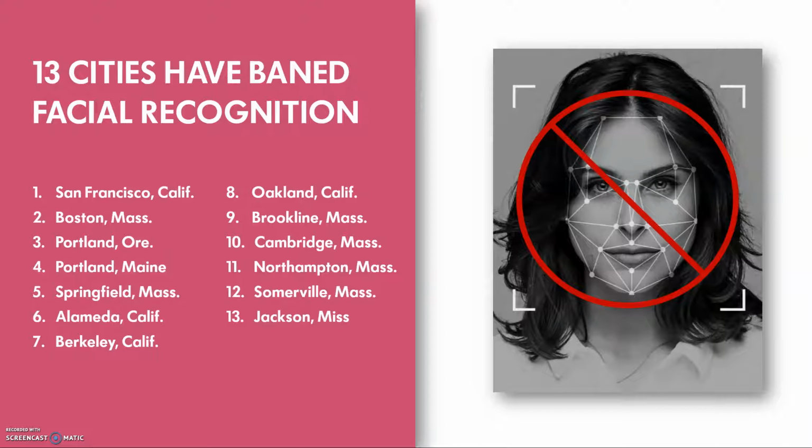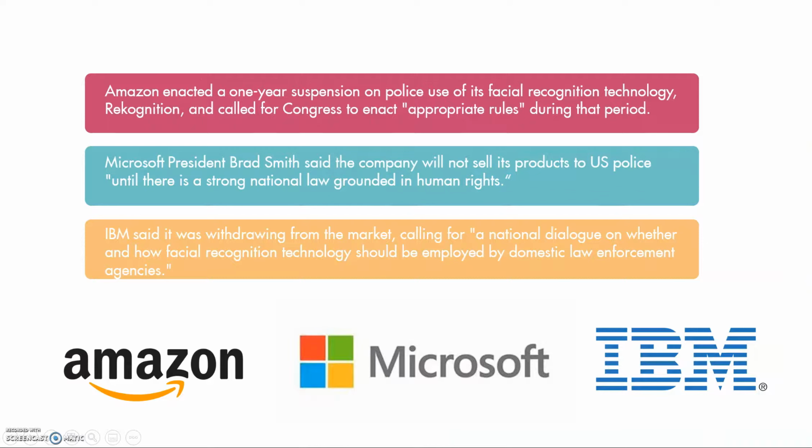These 13 cities have banned facial recognition, with San Francisco being the first major city to do so, which I found interesting being that they're in the heart of Silicon Valley. And along with that, Amazon has recently enacted a 1-year suspension on police use of its facial recognition technology and called for Congress to enact appropriate rules during that period.